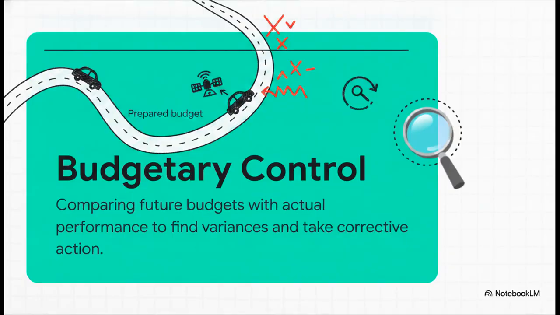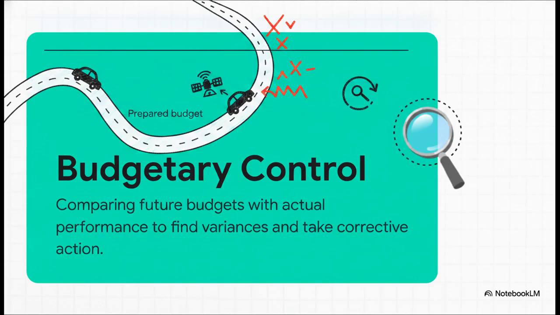So, to get our foundational macro view, the core definition of budgetary control is the process of comparing prepared future budgets with actual performance to find variances and take corrective action. Let's bring back that GPS metaphor for a second. Creating the budget? Well, that's just entering your destination and mapping your planned route. Recording your actual performance is tracking your real-time location on the map.